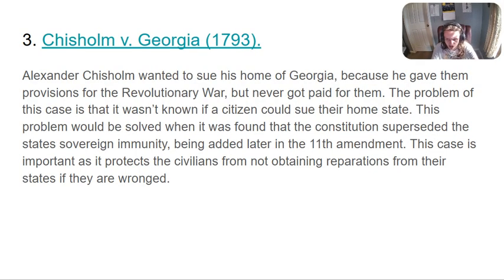Court case number 3 is Chisholm versus Georgia, and it was decided in 1793. Alexander Chisholm wanted to sue his home state of Georgia because he gave them provisions for the Revolutionary War, but never got paid for them. The problem of this case was it wasn't known if a citizen could sue their home state.